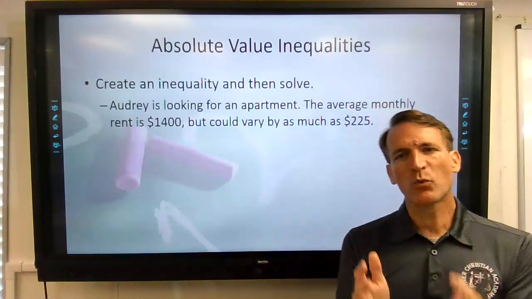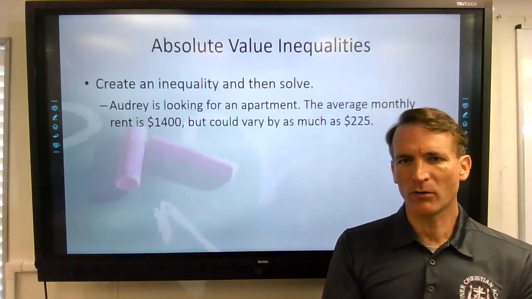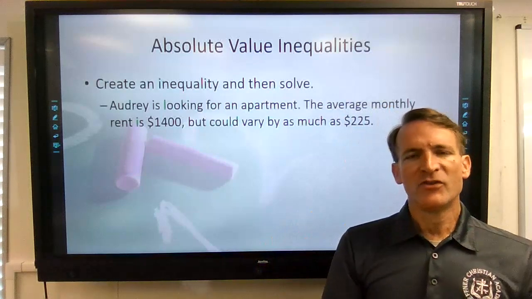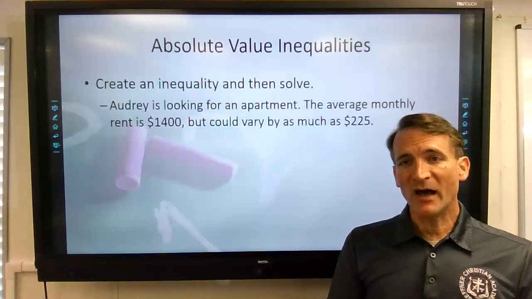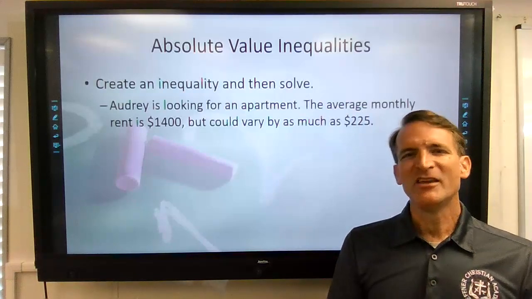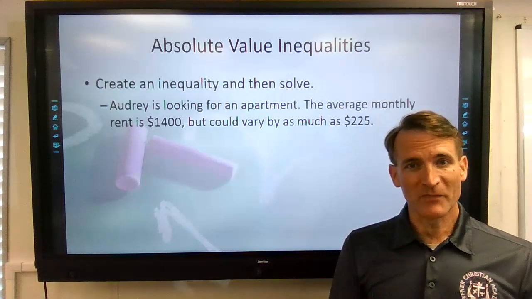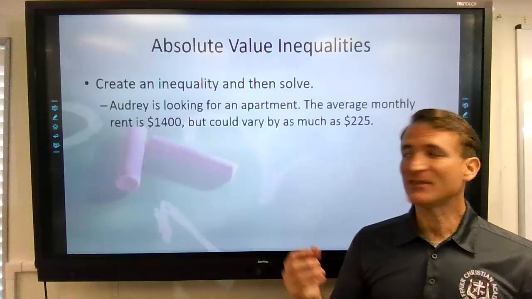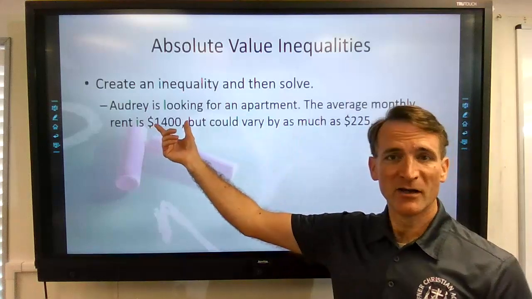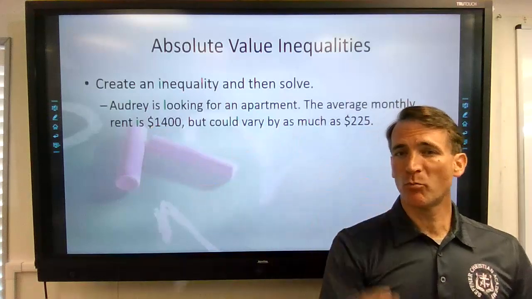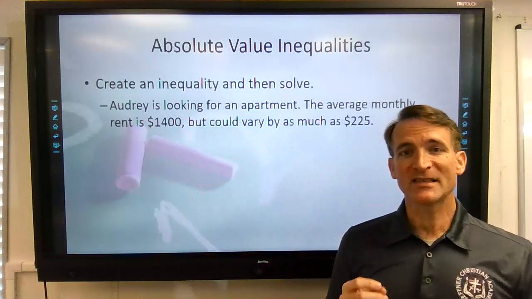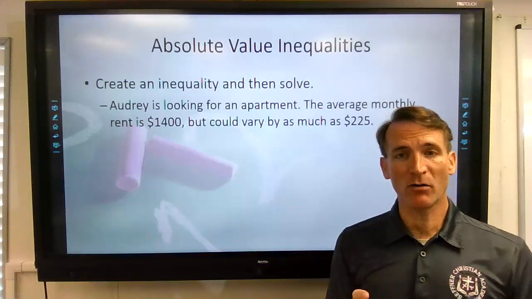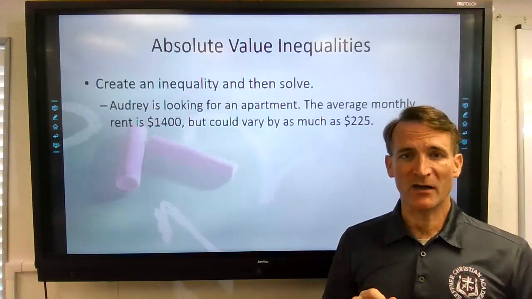Now, how would I write that as an inequality? This first time we do it, it may seem a little bit weird, but as you work more and more of them out, you get more and more comfortable with them. What I'm going to do is take that average of the $1,400 minus the actual price of the apartment, and I'm going to set that to some inequality of 225.